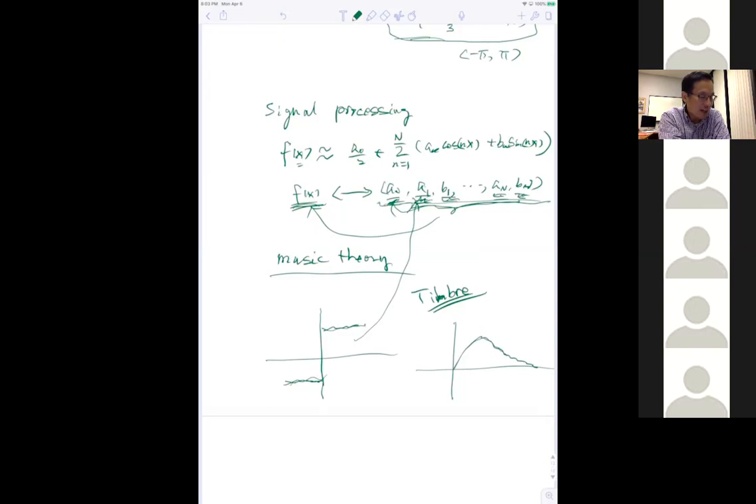That is a scientific explanation of why different music instruments sound different. Okay. Cool.